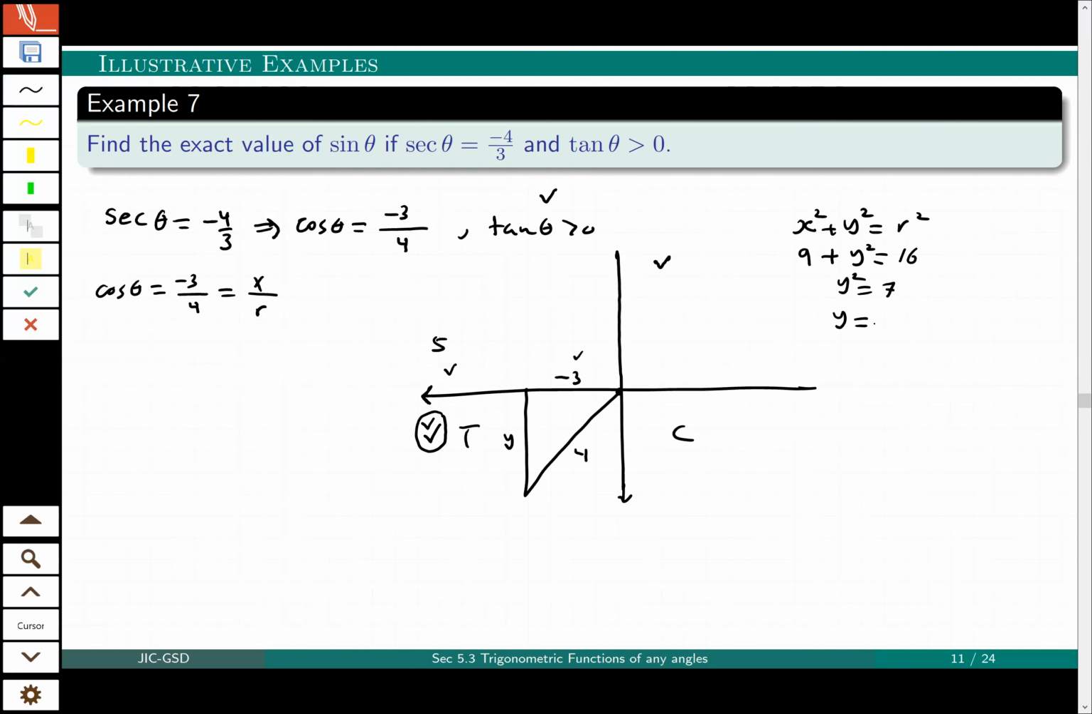y will be what now? Negative root 7. Why negative root 7? Because this direction for y is negative. So y is equal to negative root 7. Now, we come to answer his question. He wants sine theta. Sine theta is equal to y over r. y is minus root 7 over r, which is 4. That's one method. What's the other method? We just said method 2.